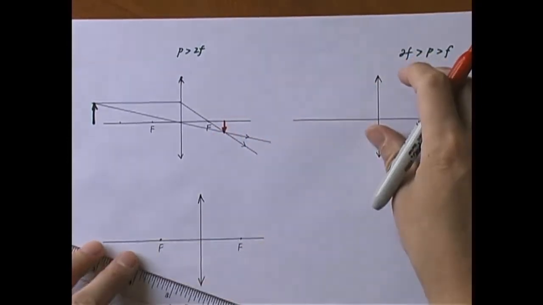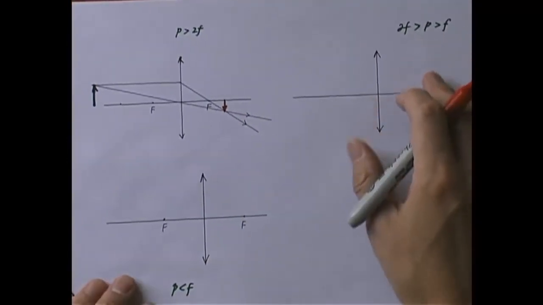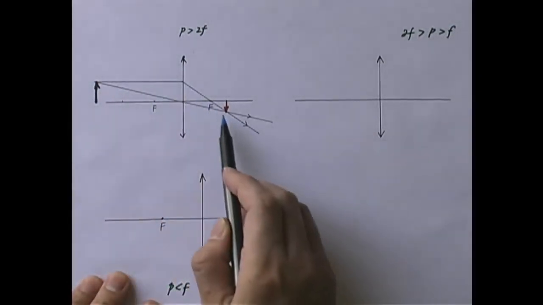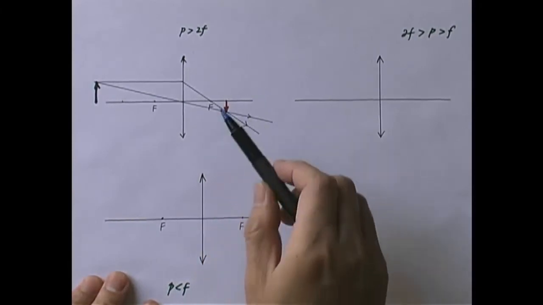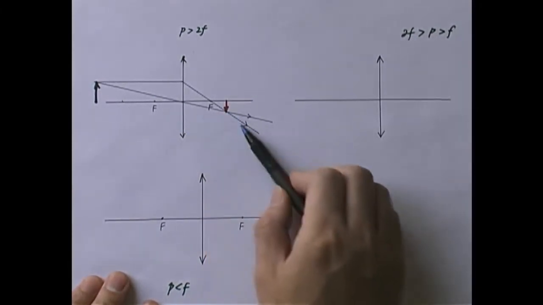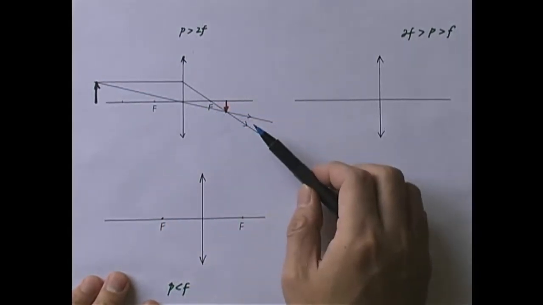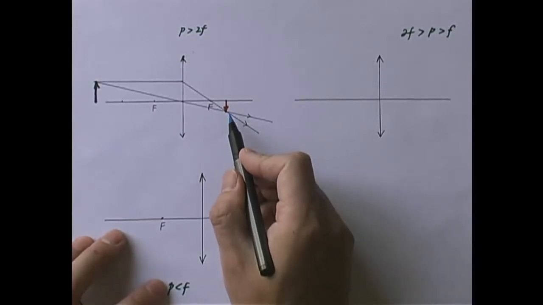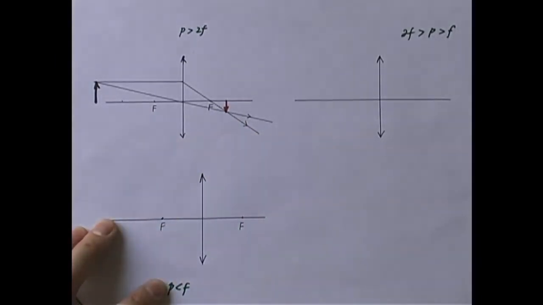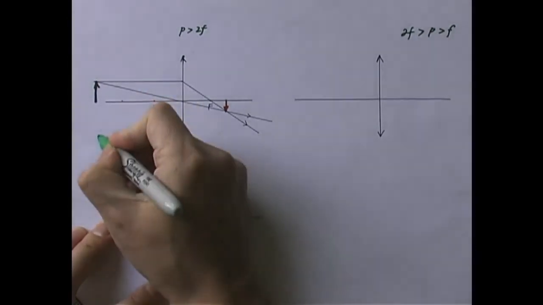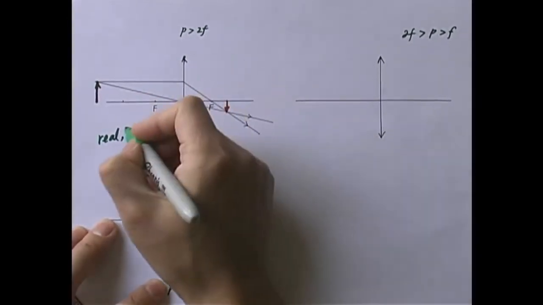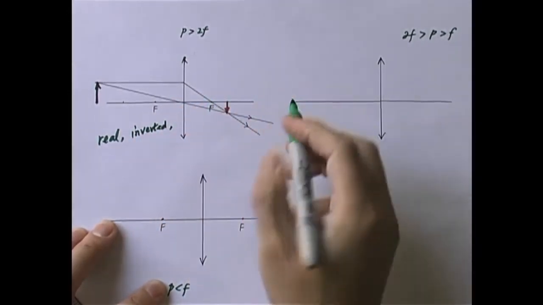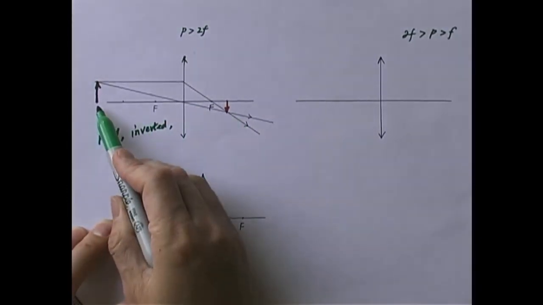What are the characteristics of this image? Well, first of all, is it real or is it virtual? Well, you see, light rays pass through to converge at this point, and this is the correct side to form the image, right? It's behind the lens. Light rays are supposed to go through the lens, not reflected. So this is the right side, and it's a real image. So it's real, okay? Obviously, it's upside down, so it's inverted. What else? Smaller than the object, so it's diminished.